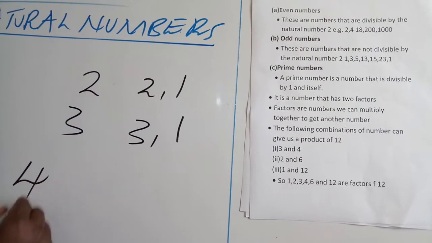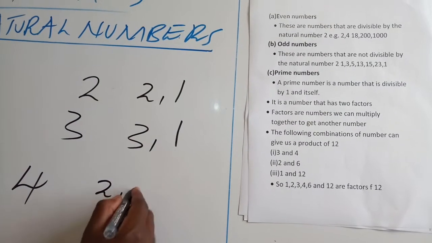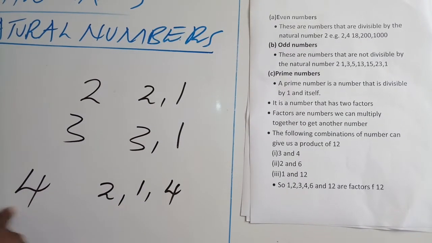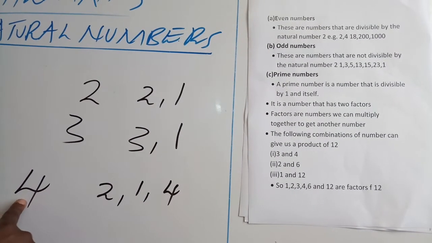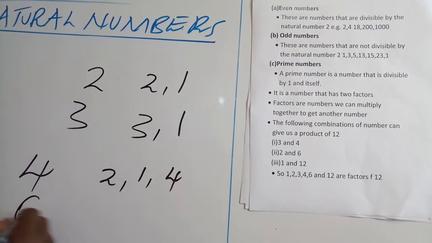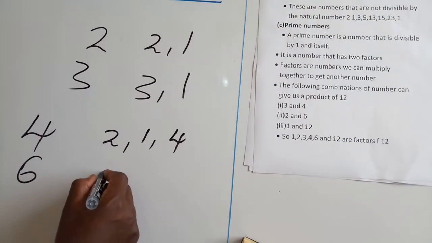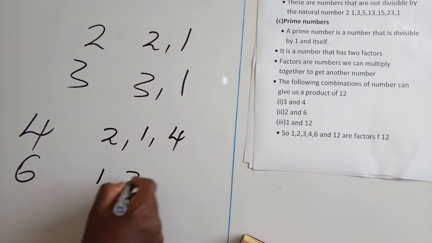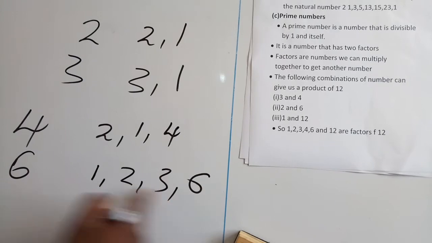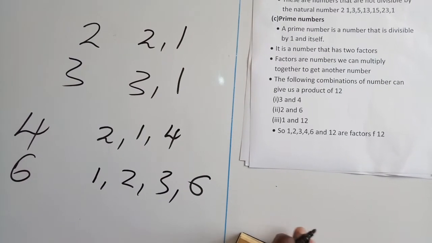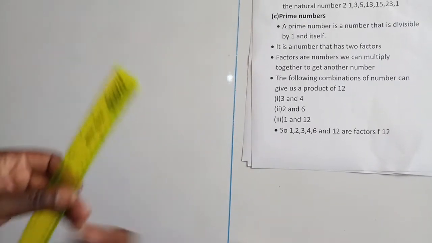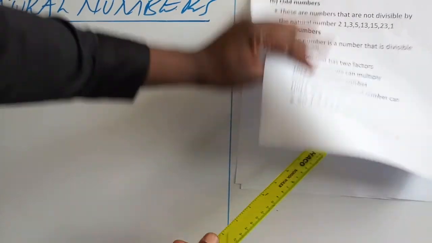Now, a number like 4 has how many factors? We have 2, we have 1, and we have 4. So 2 goes here 2 times, 1 goes here 4 times, 4 goes there 1 time. Therefore 4 is not a prime number. Let me use 6. 6 has factors like 1, which goes there 6 times, 2 going there 3 times, 3 going there 2 times, and 6 going there 1 time. Again, 6 is not a prime number. So having discussed that, you can also on your own time find other prime numbers.